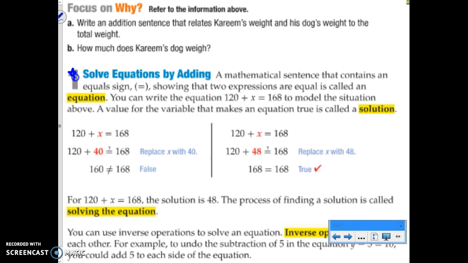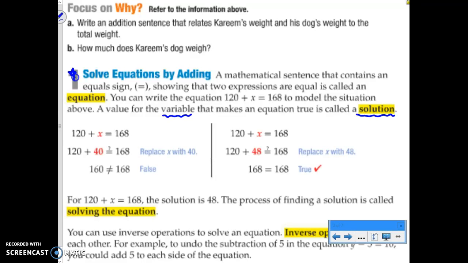It says a mathematical sentence that contains an equal sign showing that two expressions are equal is called an equation. So yesterday and so far, a lot of our problems have been expressions where there's no equal sign, and we evaluate those expressions. Now we're actually going to solve different equations that contain an equal sign. It says you can write the equation 120 plus x equals 168 to model the situation above, which obviously we didn't go through.